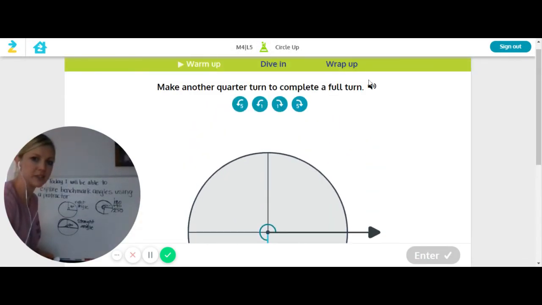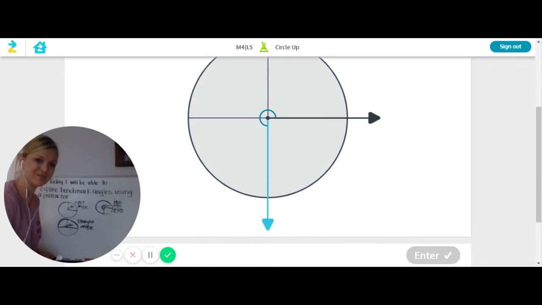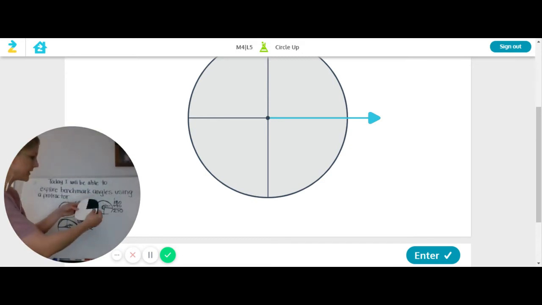So now we want to continue to make another quarter turn until we've made a full turn. Make another quarter turn to complete a full turn. So let's take this arrow and bring it all the way back to where we started. And scholars, in our protractors here, we've made 3/4 of a turn. Let's now make the whole 4/4 to make our complete circle.